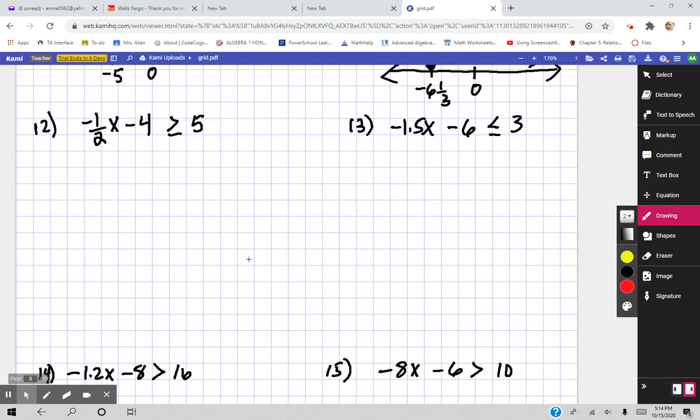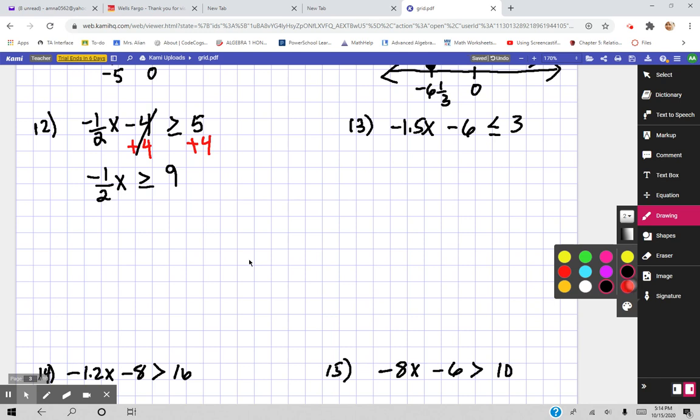All right, let me try to catch up with you. So, did you add 4 to both sides as your first step? That means you'll have negative 1/2 x is greater than or equal to 9. Then you're going to multiply both sides by the reciprocal, which is negative 2 over 1. Both sides. This will cancel. 2's will cancel, giving us x. We did multiply by a negative coefficient, so we have to remember to flip the sign.